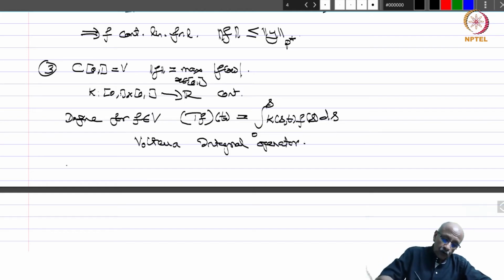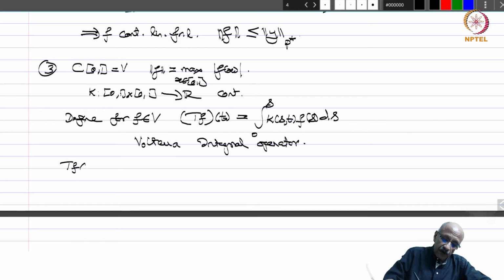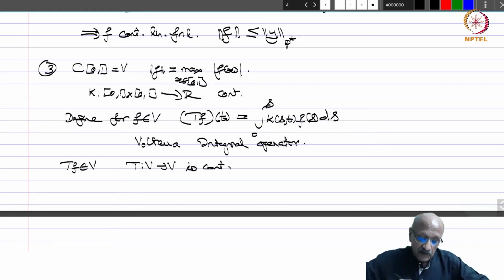So we want to show two things. One is that Tf belongs to V and T from V to V is continuous. It's linear, that is clear. So we want to show these two things.